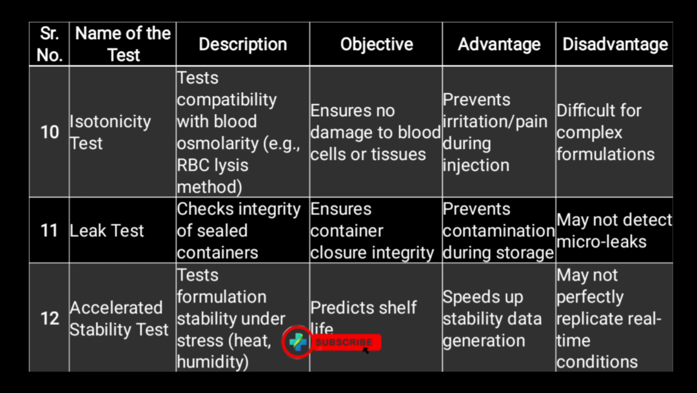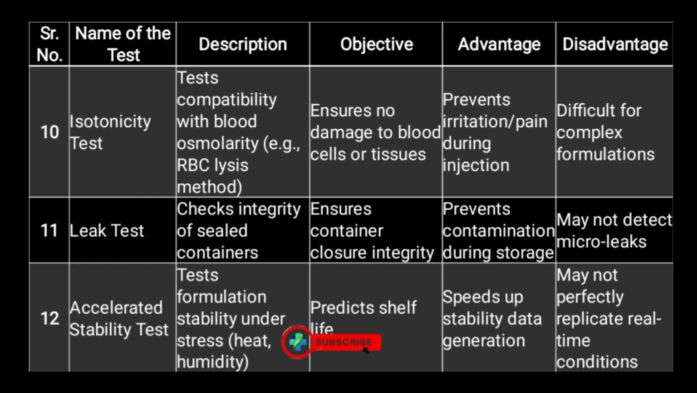Moving to the next test, that is leak test. So leak test checks integrity of sealed containers and ensures container and closure integrity. Its advantage includes that it prevents contamination during storage. However, the disadvantage is it may not detect micro leaks.